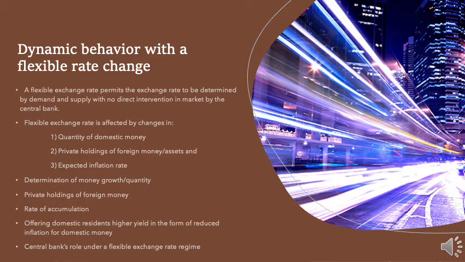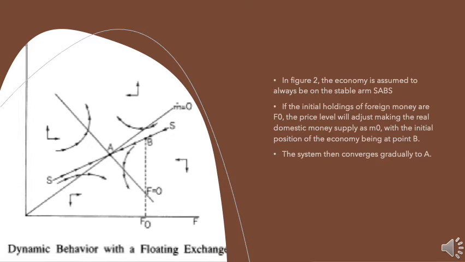Also, domestic residents will only be willing to increase the proportion of domestic money in their portfolio if they are offered a higher yield in the form of reduced inflation. This will be further explained in the next section. 3. Expected inflation rate. This is determined by speculators and is highly subjective. This chart explains how a flexible exchange rate regime is altered to result in a balance of payment crisis.